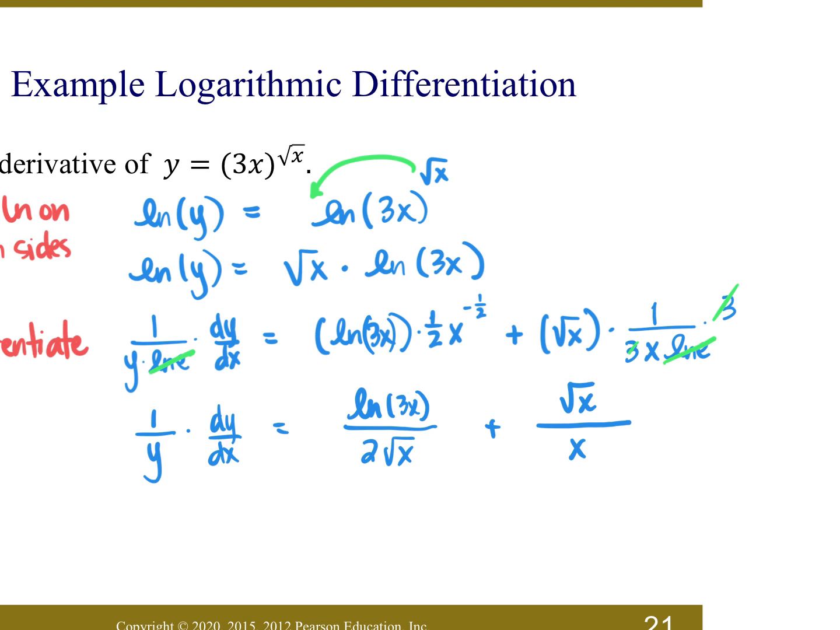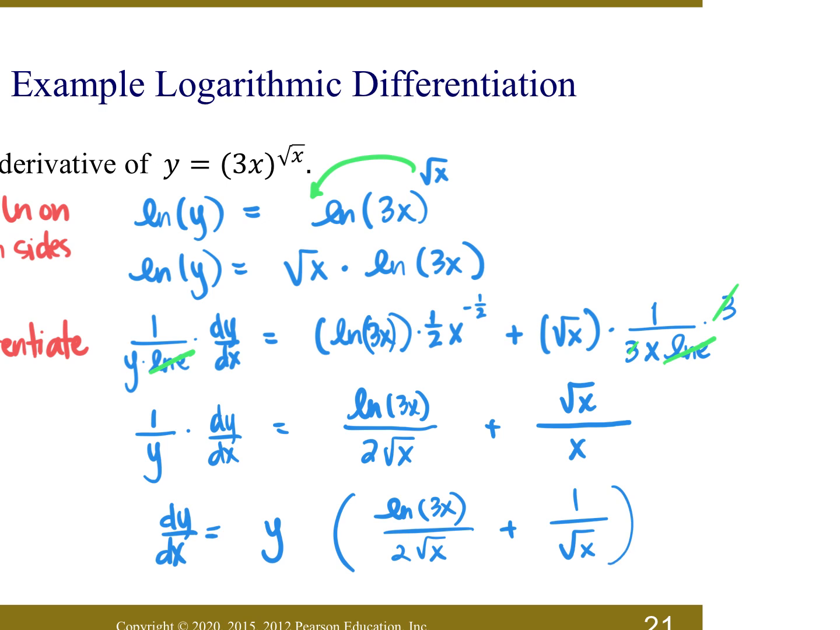Okay, and then we'll multiply everything by y. So multiply everything by 3x. So dy dx is going to be equal to the whole thing multiplied by y. So I'll have an ln 3x over 2 rad x plus, and this is a 1 over rad x, and then just change the y to what it originally was defined to be. So that'll be quantity 3x to the rad x, and you do not need to distribute. You don't need to simplify.